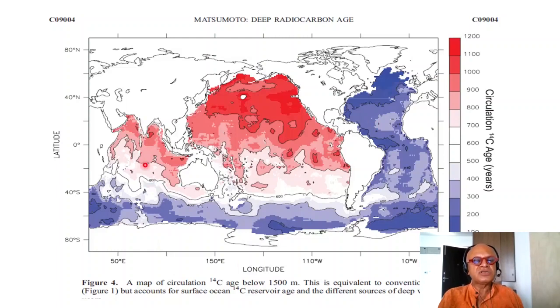This is a small ocean, so younger water, but older than here and here. This is the oldest water. You can see it's up to 1200 years old. So this is a beautiful example of how C14 is used.